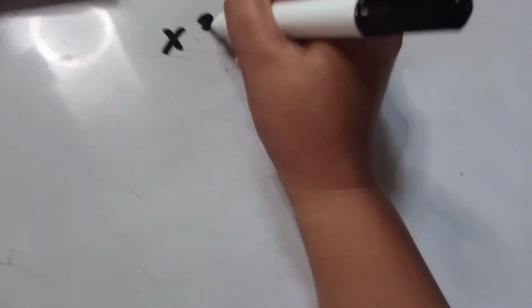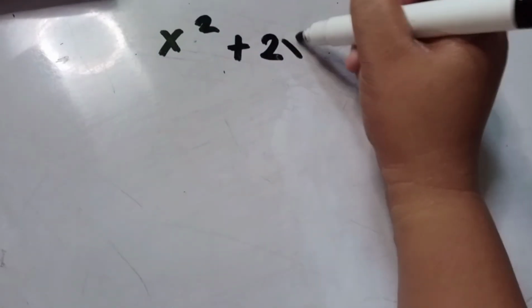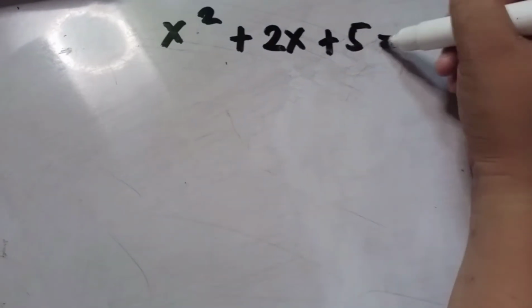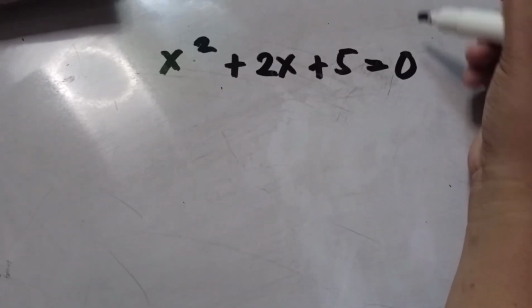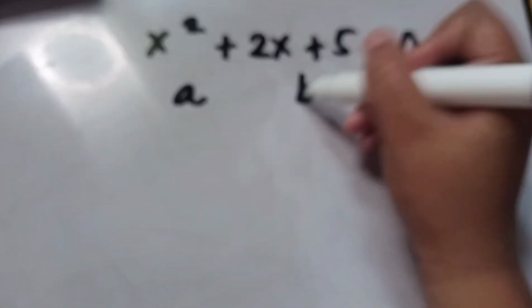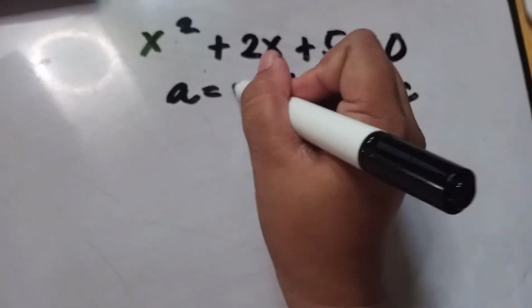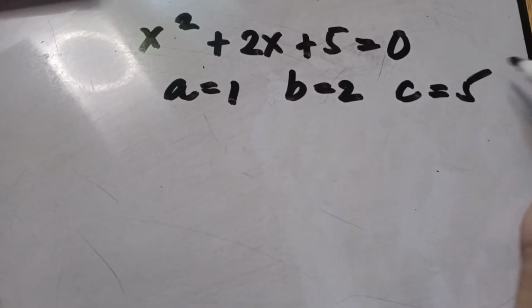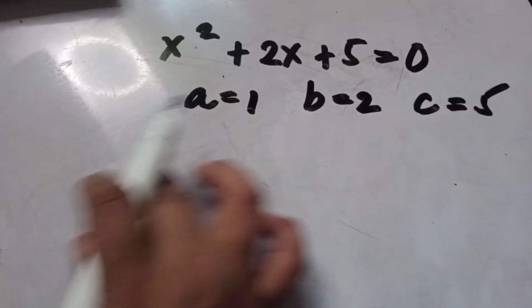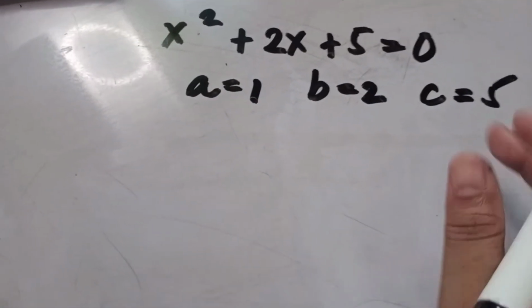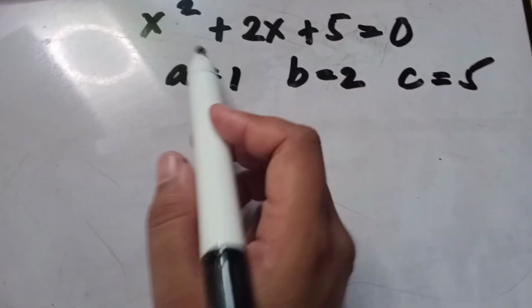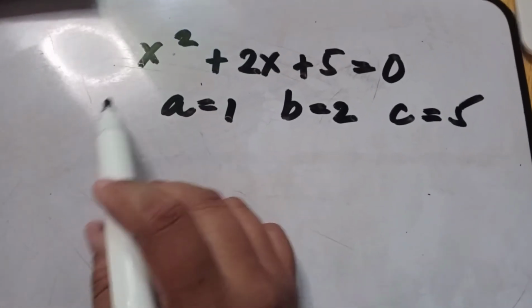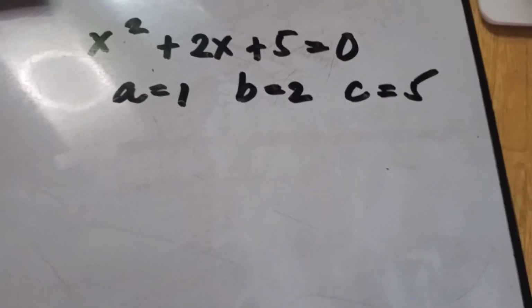We have x squared plus 2x plus 5 is equal to 0. The first step, identify the values of a, b, and c. The value of a is 1, the value of b is 2, and the value of c is 5. Those are the coefficients of the different terms that you will find in the quadratic equation, since the quadratic equation is in standard form.